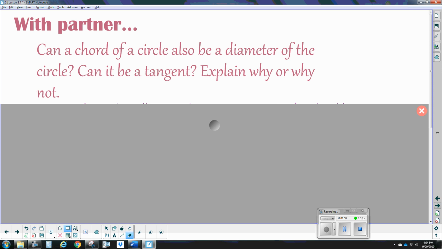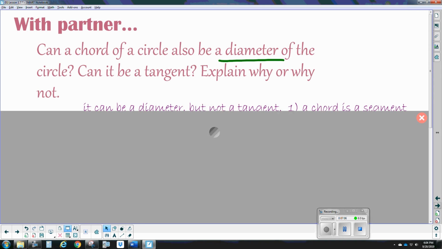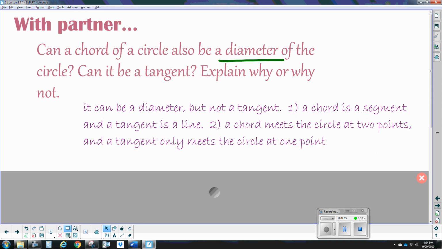The answer to this first question, can it be a diameter, is yes. Because a chord is a segment where the endpoints lie on the circle. That's true for a diameter too, but remember diameter is a specific chord. However, that's not true for a tangent because in a chord, the segment meets the circle at 2 points. It has to because both endpoints have to be on the circle. But a tangent meets only at 1 point. It does not cross through the circle. A tangent has only 1 point that lies on the circle.